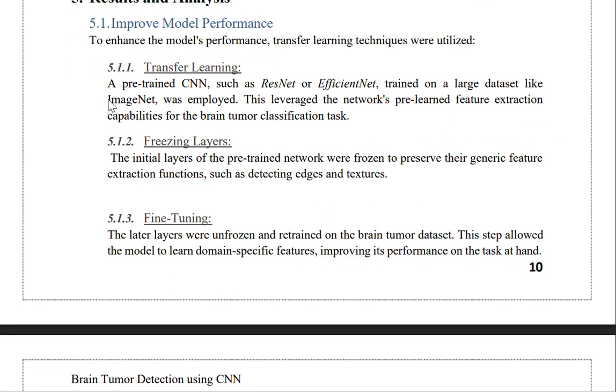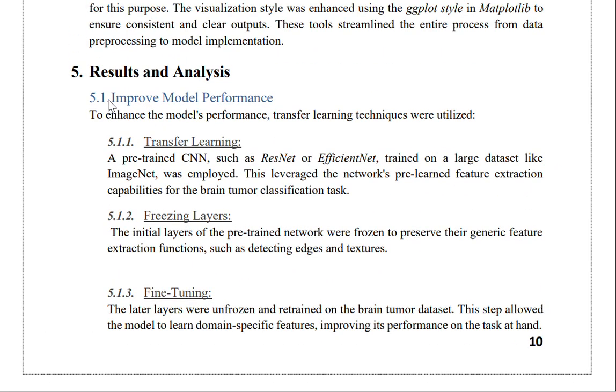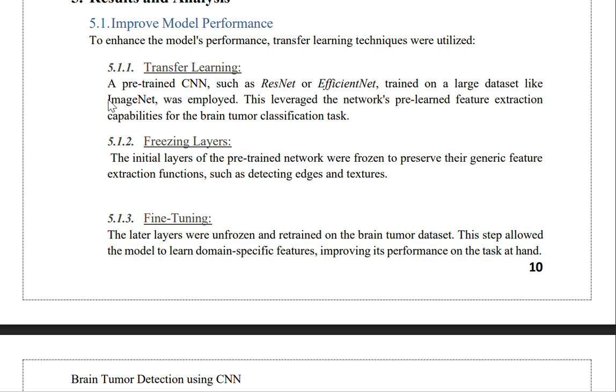So let's go into improving model performance. I'm explaining the performance optimization. Now that we have covered how the model was built, let's talk about how we improve its performance using transfer learning techniques. Training a deep neural network from scratch can be slow and often requires a large dataset. So instead of starting from zero, we use a popular technique called transfer learning.